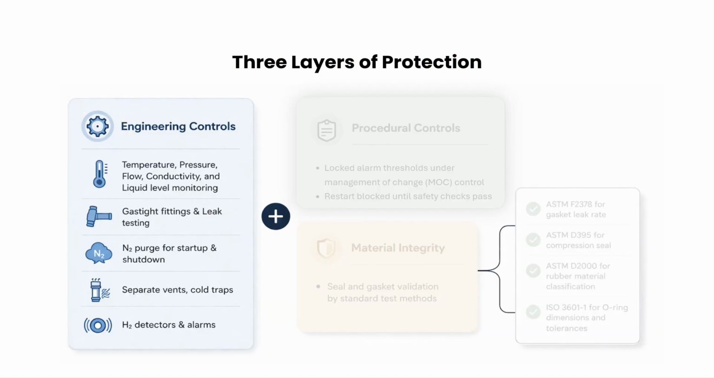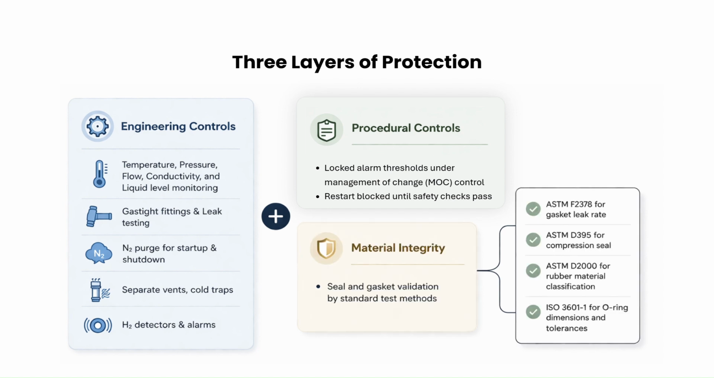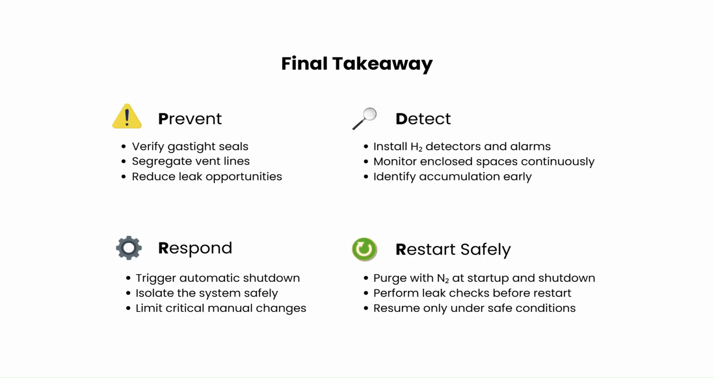This incident showed us that engineering controls alone weren't enough. We added procedural safeguards by locking alarm thresholds under MOC protocols so safety logic cannot be casually altered. We viewed system restart as high risk, so restart should only occur after purging, leak checks, and verification of safe process conditions. Finally, although the reported defect was a crack in the foil, the broader lesson was that any compromised sealing barrier can enable hazardous crossover. Therefore, seals and gaskets must be chosen to meet relevant ASTM and ISO standards.